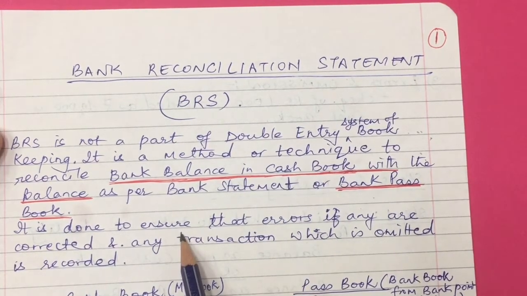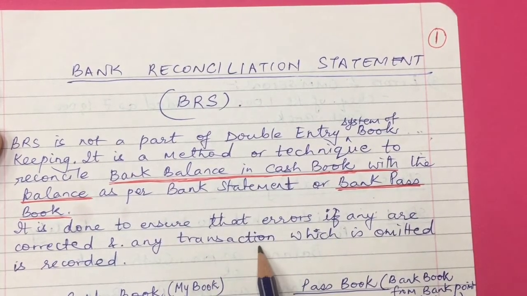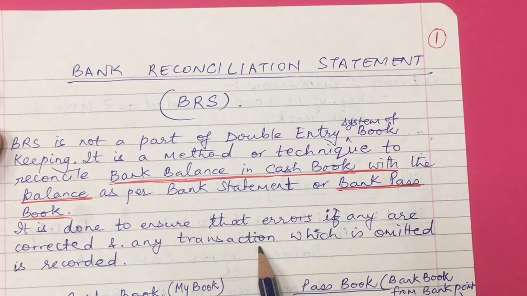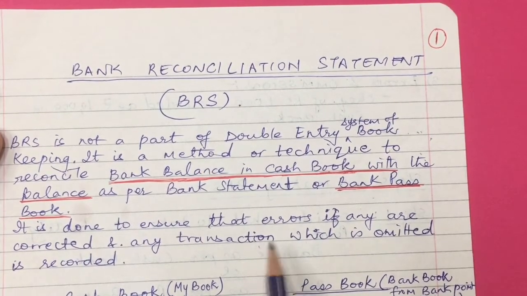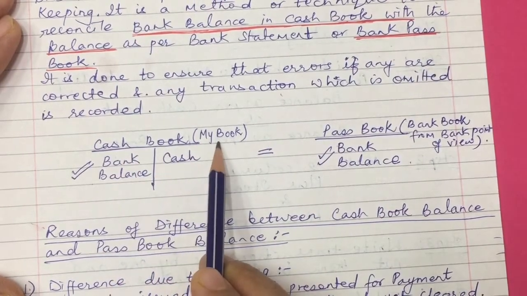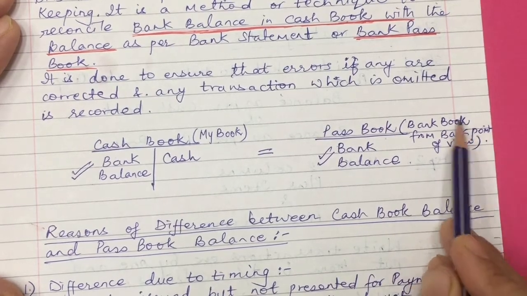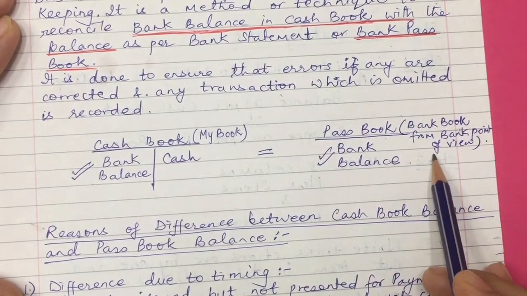Now why BRS is made? BRS is made to ensure that errors, if any, are corrected and any transaction which is omitted is recorded. Whatever we are doing in our cash book may or may not match with whatever the bank people are doing with our passbook or with our account entries. Now I say I have a cash book. This is my book. I have a passbook which is given by bank to me. So this all passbook is from the bank point of view.